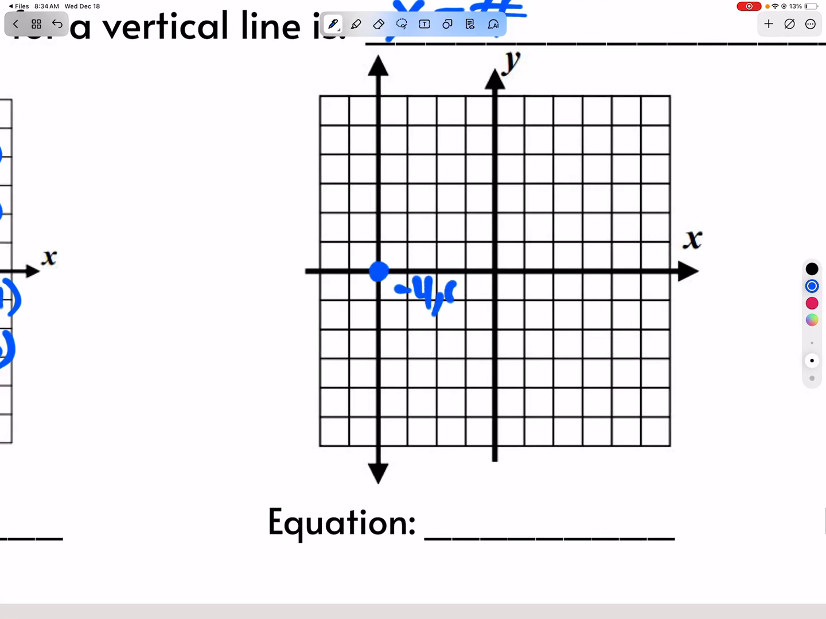Let's just look at this one. That's at -4, 0. We got -4, 1. We've got -4, 3. We've got -4, 4. So again, all of those, the x value is -4. So x equals -4.